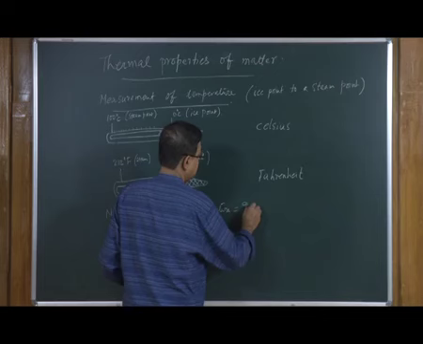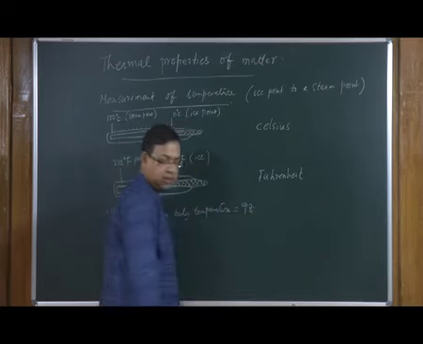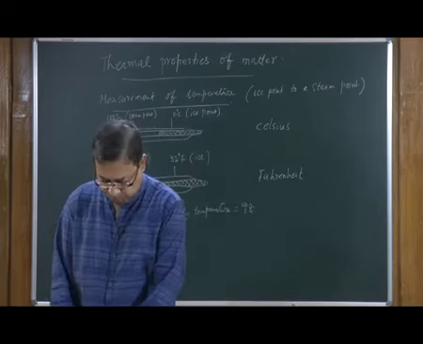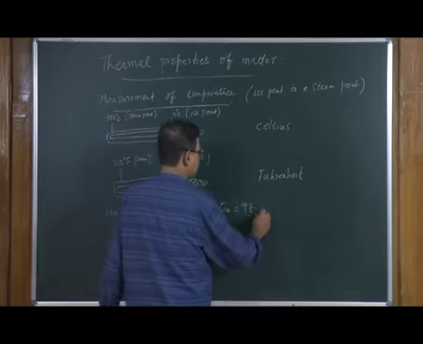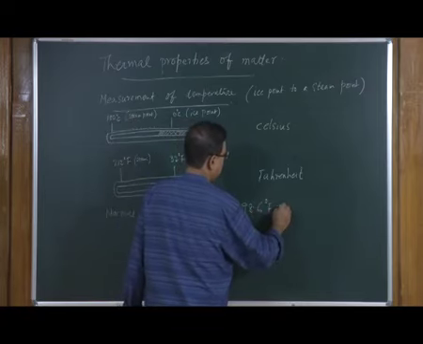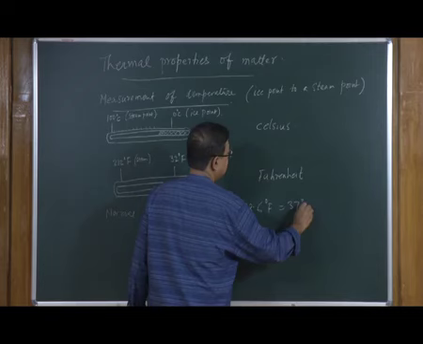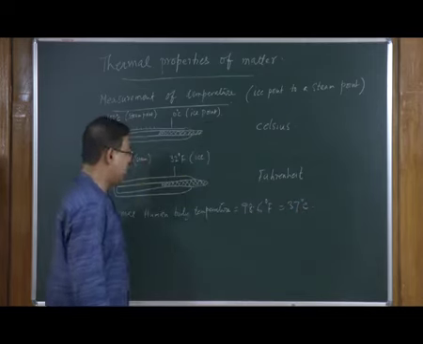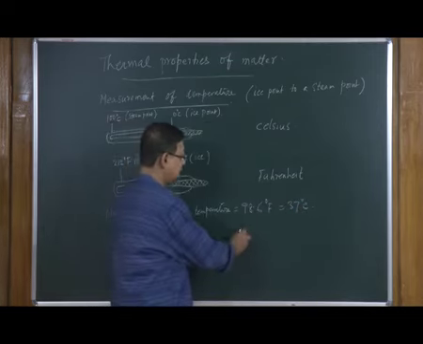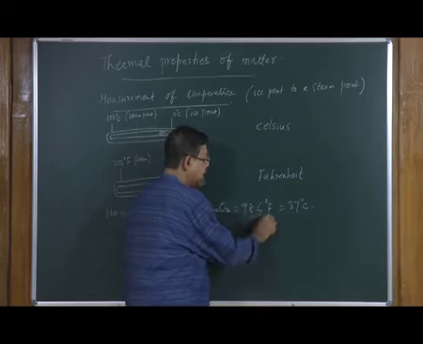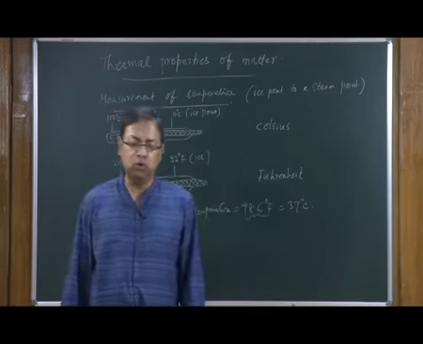Okay. So, normal human body temperature is 98.6 Fahrenheit, equal to 37 degrees centigrade. But mostly, as I told you, medically this is quoted all over the world.